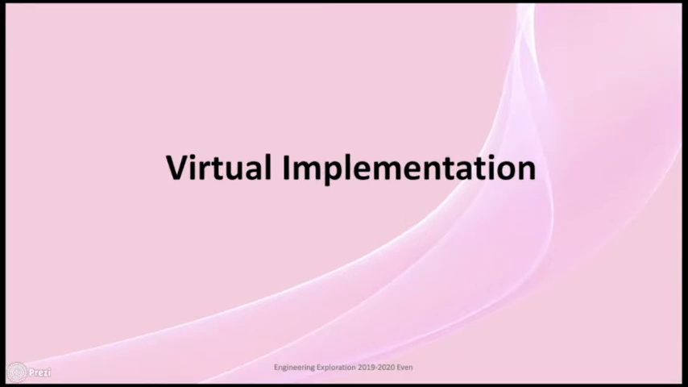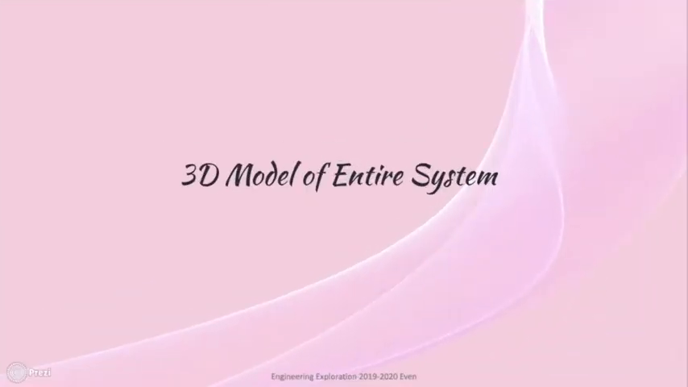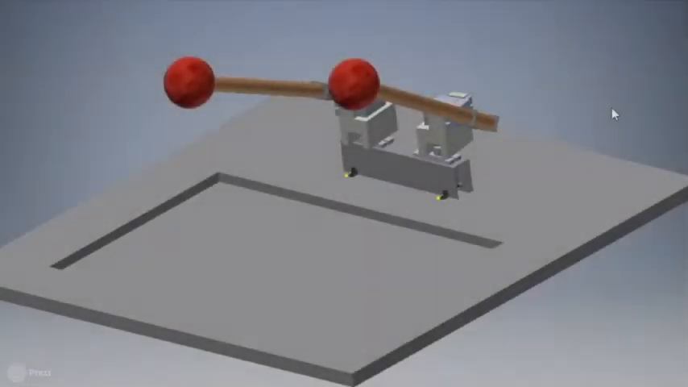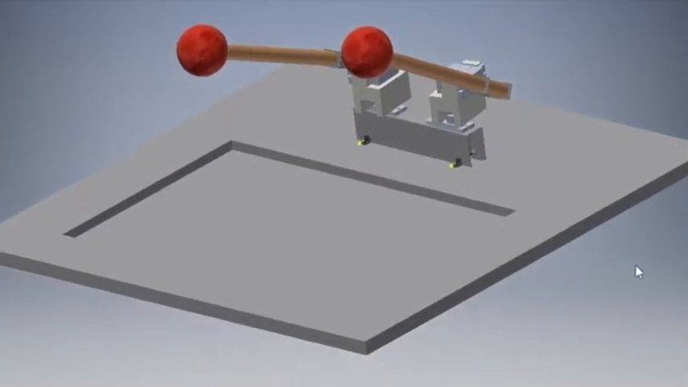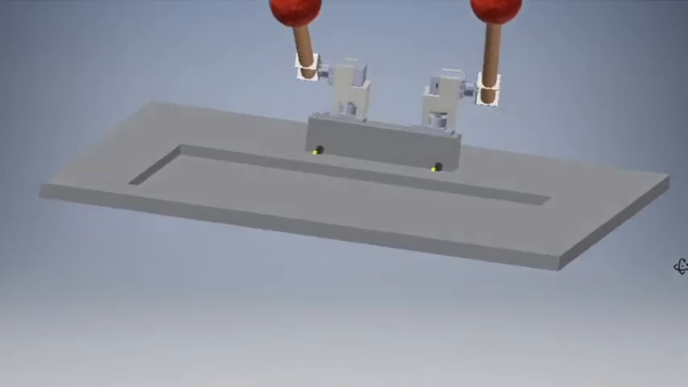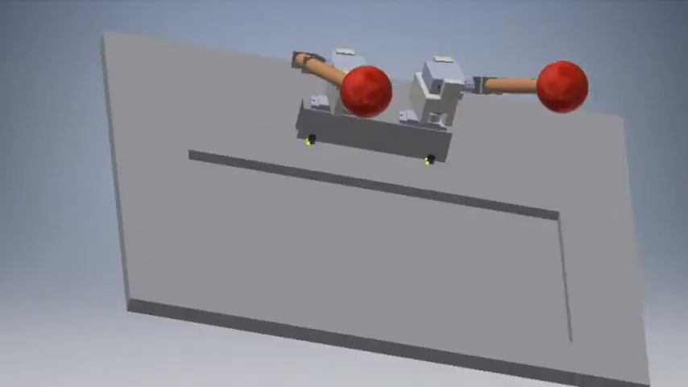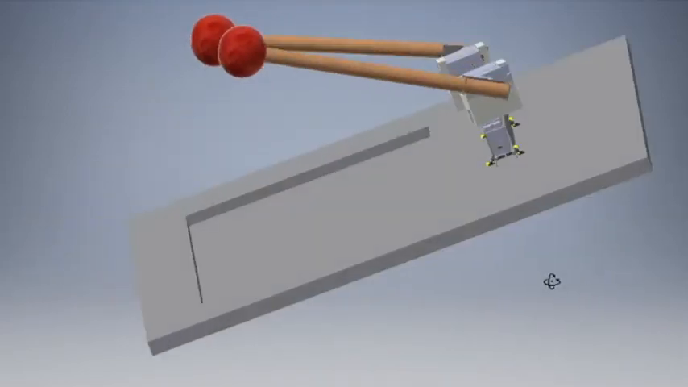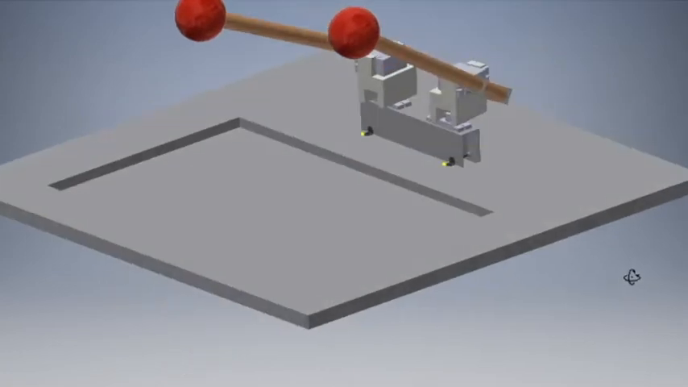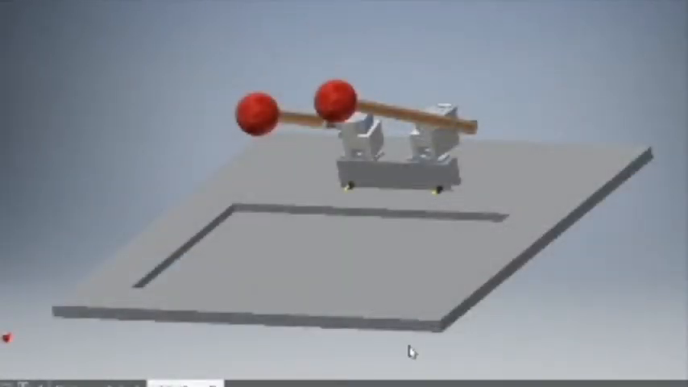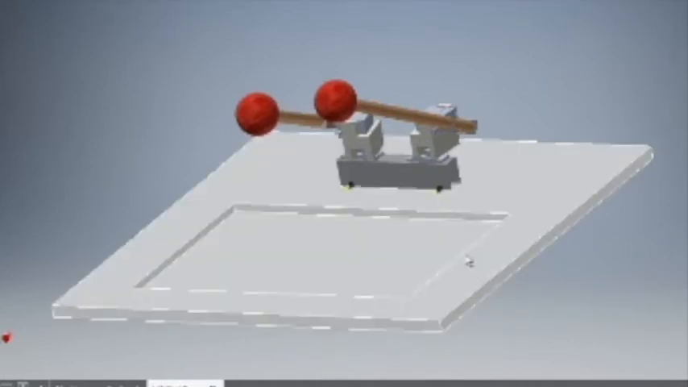Now let's move on to the virtual implementation part. The first is 3D modeling of the entire system. This is our 3D model of the xylophone bot. This is a base which is made up of 10 mm foam sheet, and this is where we place the xylophone.